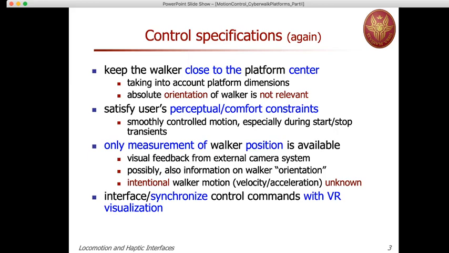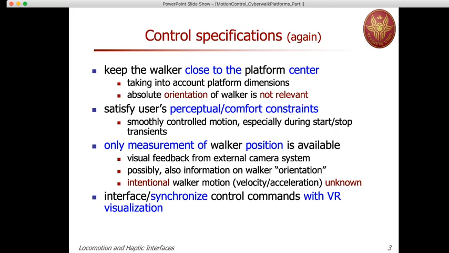So the platform should counterbalance any intentional motion of the user, so to keep the walker more or less in the center, close to the center of the platform. We will see that, particularly for this second platform, this idea of not bringing the user exactly to the center had some particular interest. As we said, there was no interest in orientation of the walker, we already commented on that.